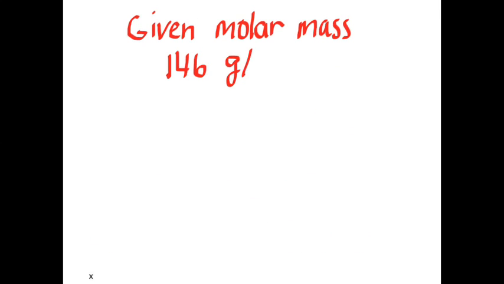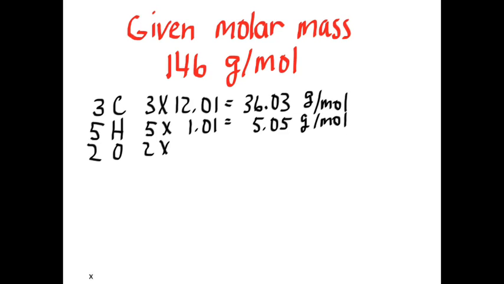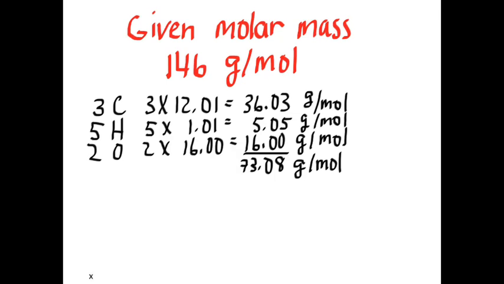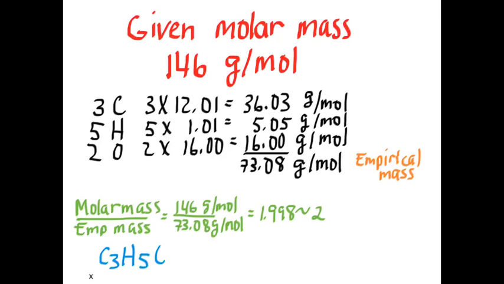But we're not done because we were given a molar mass. 146 grams per mole. The mass of the empirical formula, 3 carbons, 5 hydrogens, 2 oxygens, is 73.08 grams per mole. There's the empirical molar mass. 146 divided by the empirical mass gives you 1.998. That's awfully close to 2, so we're going to round it to 2.